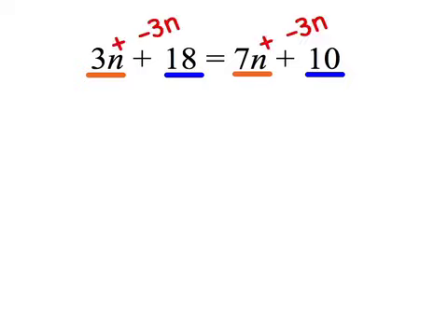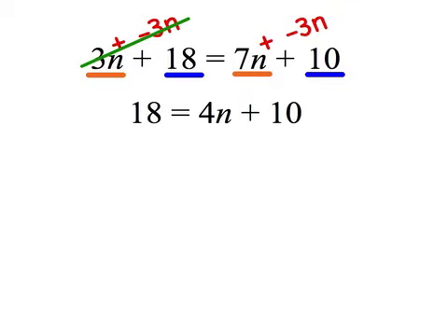So this time we choose 3n. The opposite is negative 3n, so we add it to both sides. And of course, on the left side, we have a pair of opposite terms. So we mark them out because they make 0. On the right side, we do the math. And we get that 7n plus negative 3n is 4n.